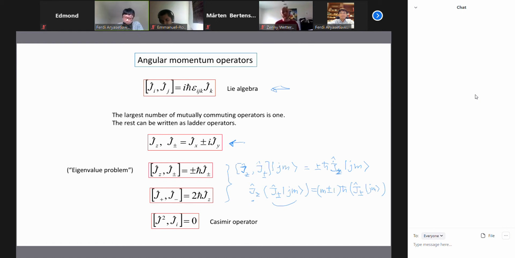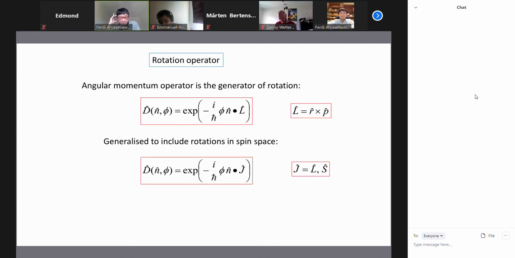And then we also know from general considerations that we can form an operator that commutes with all the operators in the set. So that's J squared, usually called the Casimir operator. So that's a short summary of the angular momentum operators.